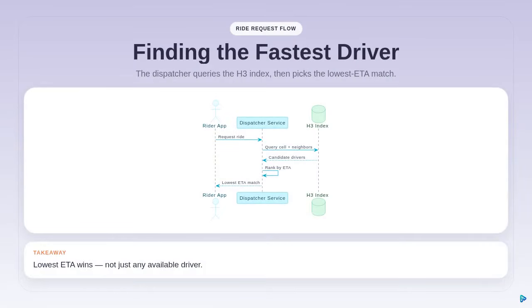Now let's look at the request flow. When you hit request, the ride request goes to a dispatcher service. This service queries the H3 index to find available drivers in your cell and adjacent cells. But here is the catch. We don't just want any driver. We want the one with the lowest estimated time of arrival, or ETA.